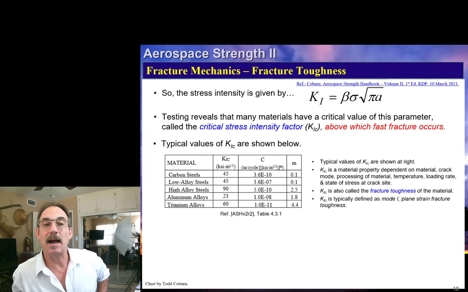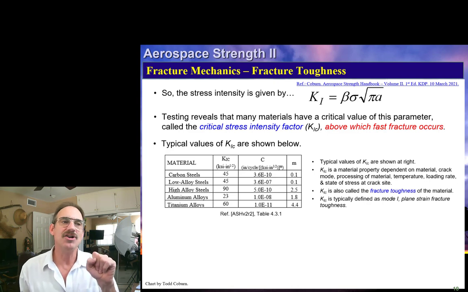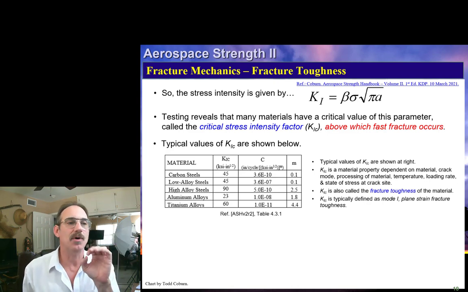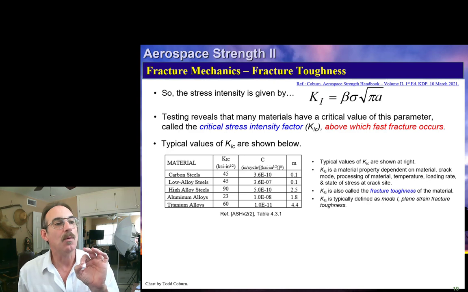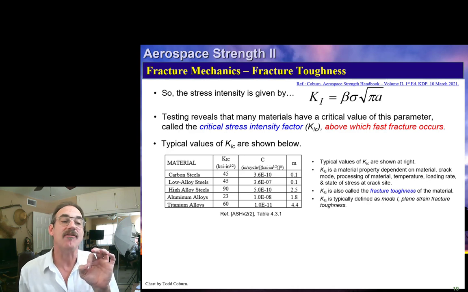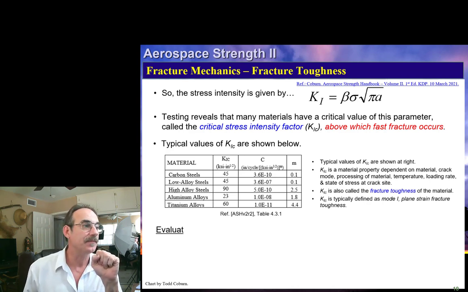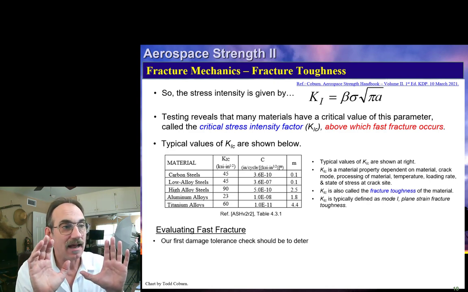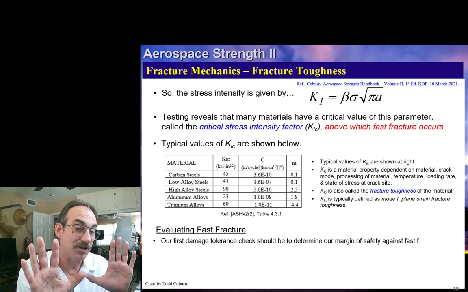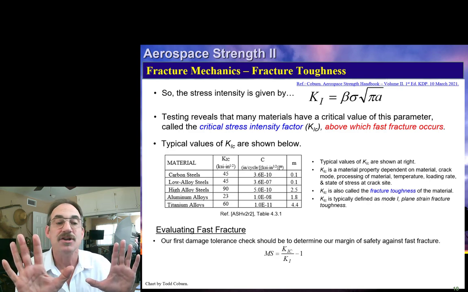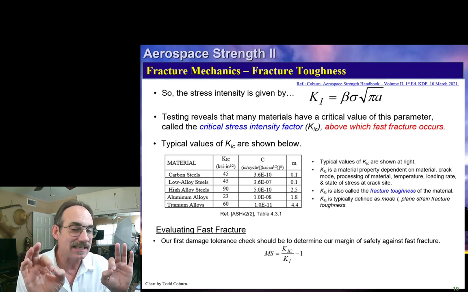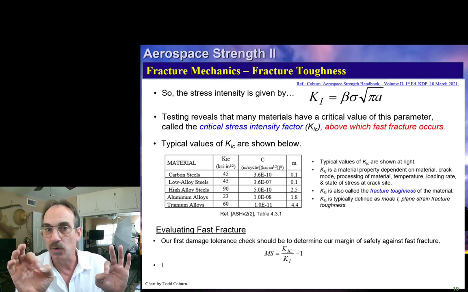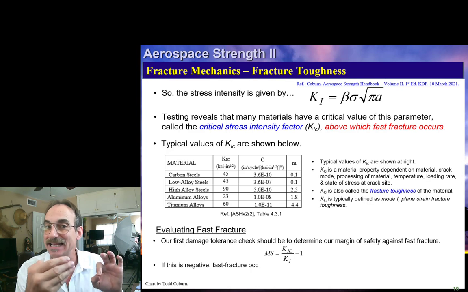K1C is a material property that is a function of things like material and crack mode. K1C is our fracture toughness, and we call this the mode 1 plane strain fracture toughness of the material. Once we understand that K1C is a value we don't want to go over, this is only a tiny piece of the fracture mechanics work we're going to do, but we need to make sure we don't exceed K1C.